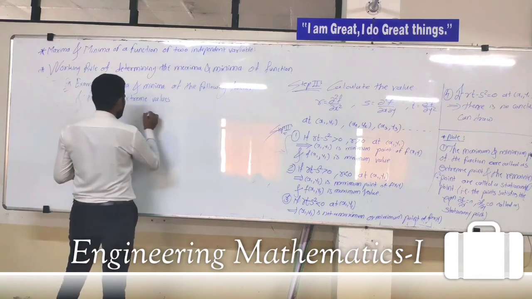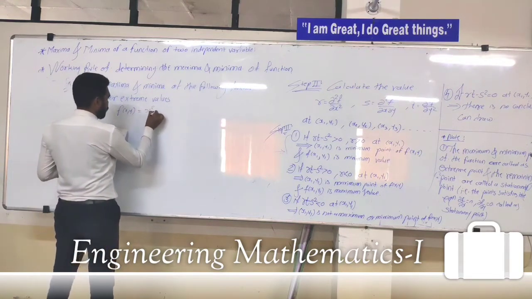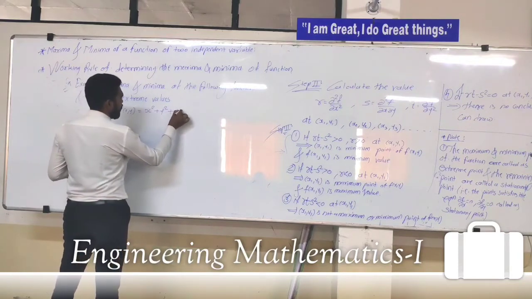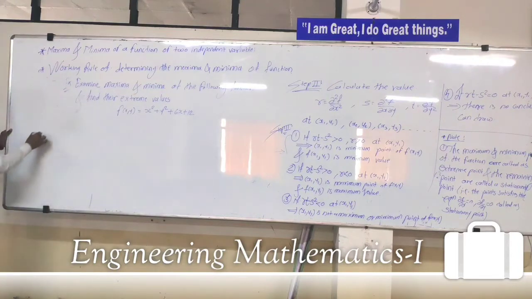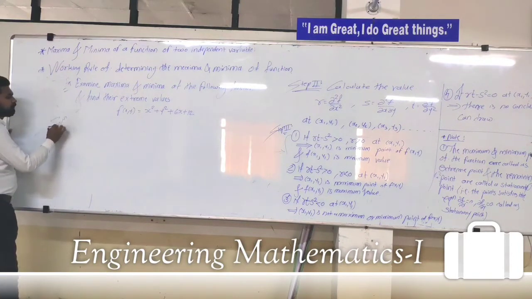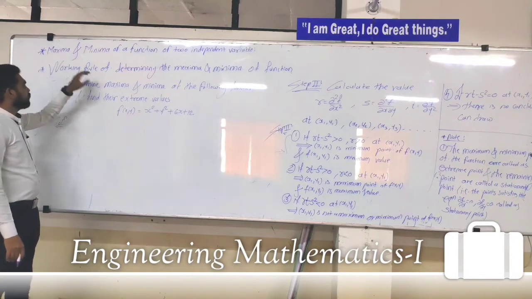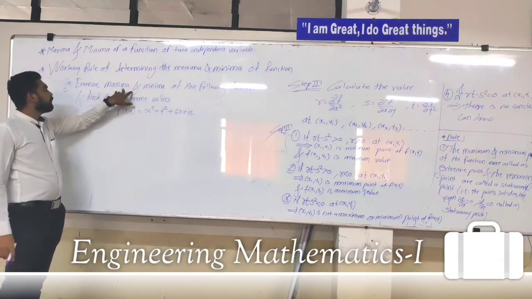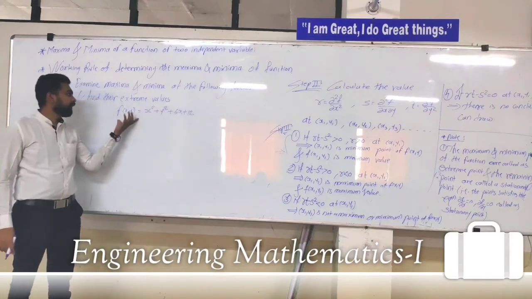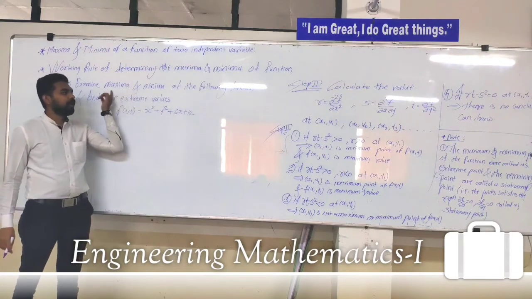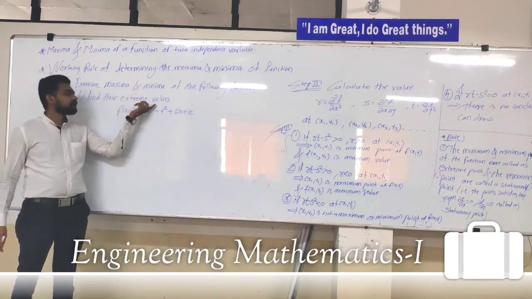So the function is given, f of xy is equal to x square plus y square plus 6x plus 12. Write our solution. So see what we have to find here. We have to examine maxima and minima of the following function. We have to find the maxima and minima of the given function, and we also find their extreme value.